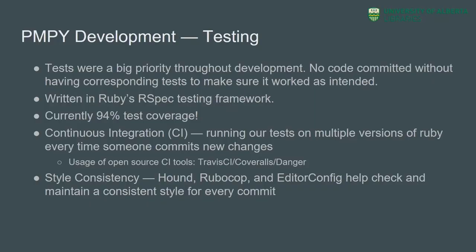Another thing that we really strive to do on our team is test-driven development. So basically every big component of code that went in came with automated tests, right? We actually have 94% test coverage. Our tests were written in RSpec. We use continuous integration heavily on our team, running PushMi-Pullyu on multiple versions of Ruby, for example. And this is all open source tools, all free as well. So we're using Travis CI, Coveralls, and Danger for just PR little nitpicky things.